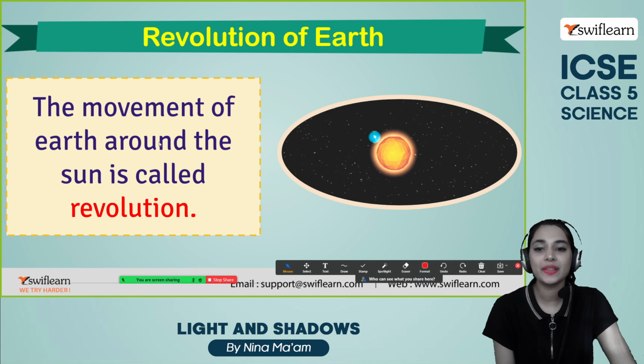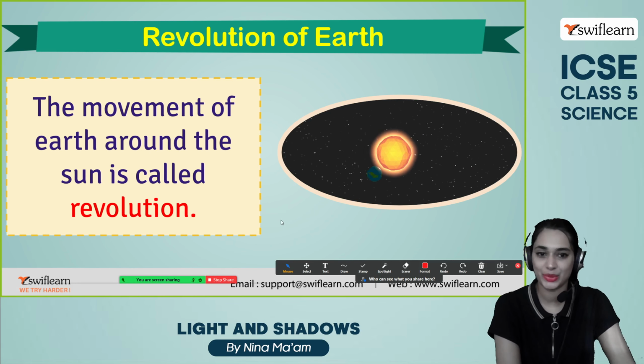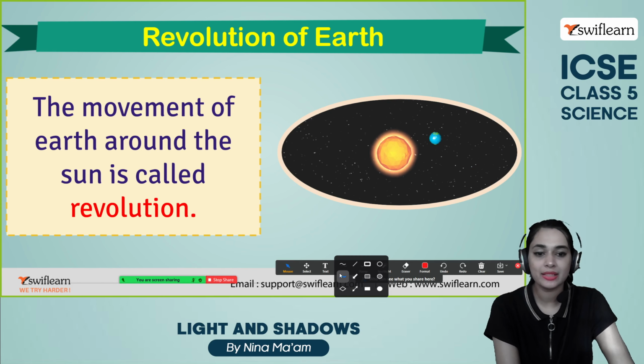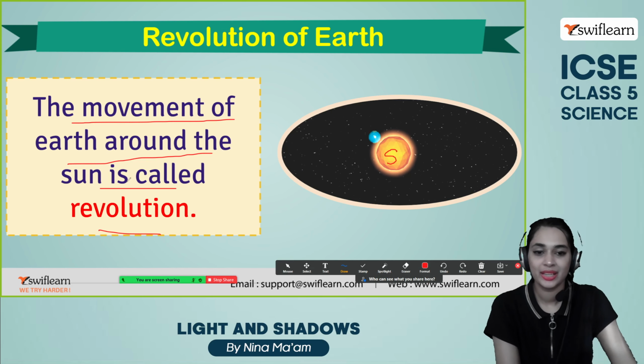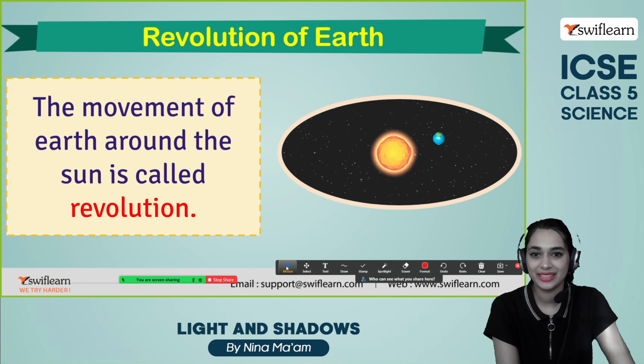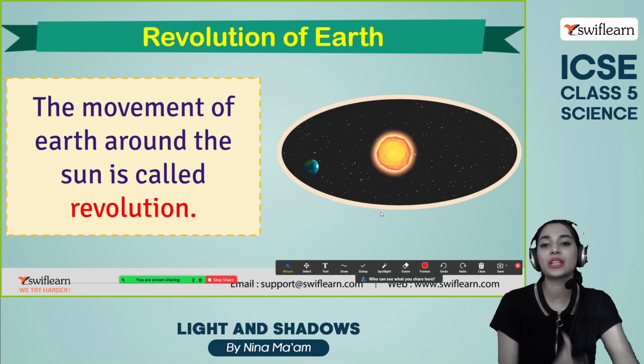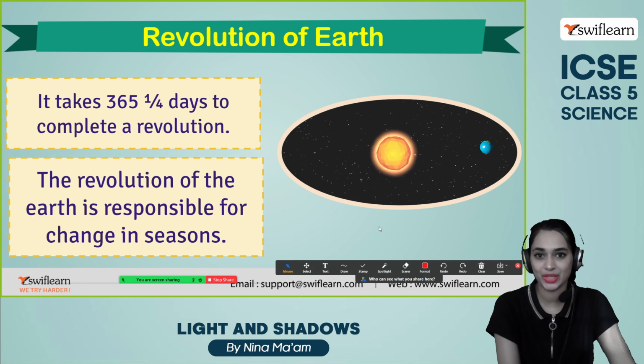The movement of the earth around the sun is called the revolution. You can see that the sun remains constant over here, and the earth moves around it. So please take note, what is meant by revolution? What do you think? Yes, exactly. The movement of the earth around the sun is called the revolution. So we learned about the rotation and revolution.